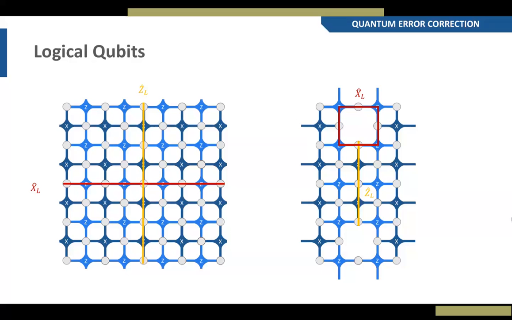So that's a very basic overview of the role of stabilizers in surface code.